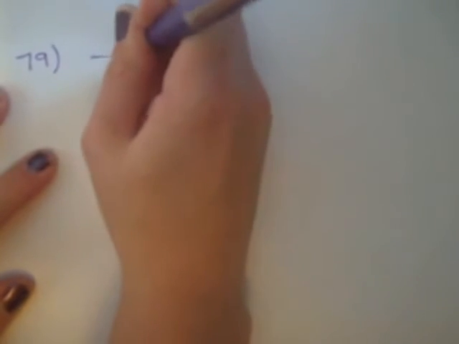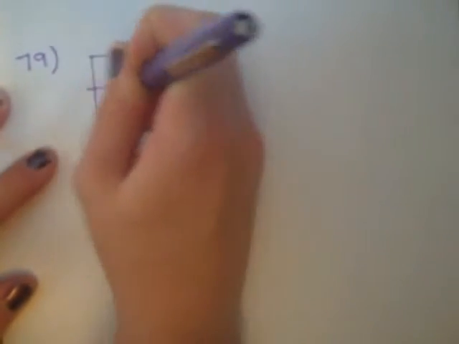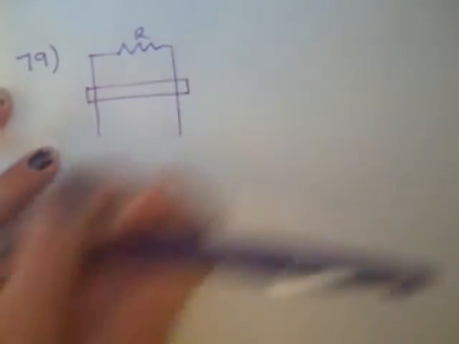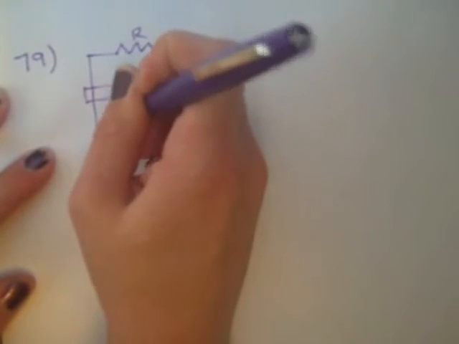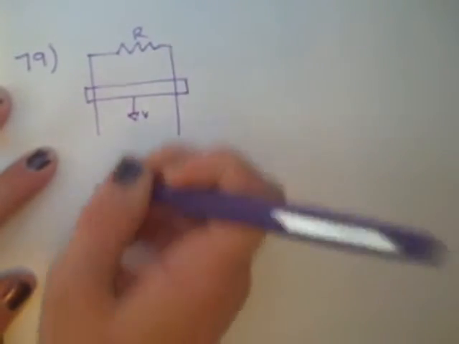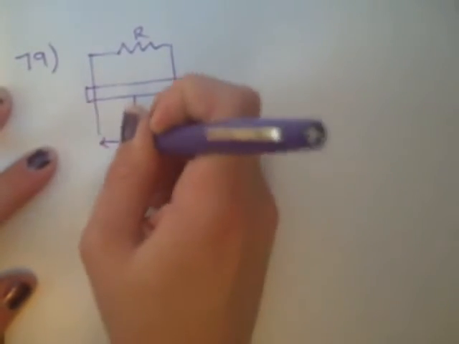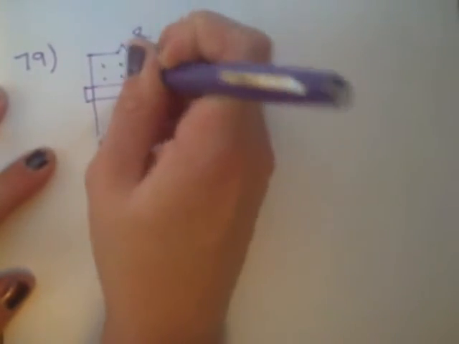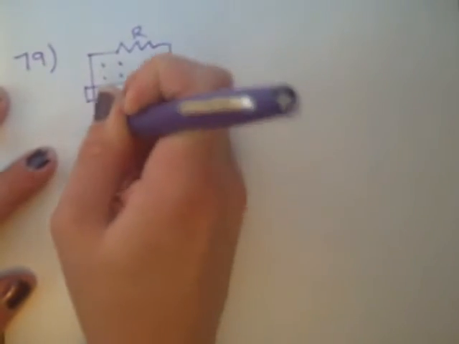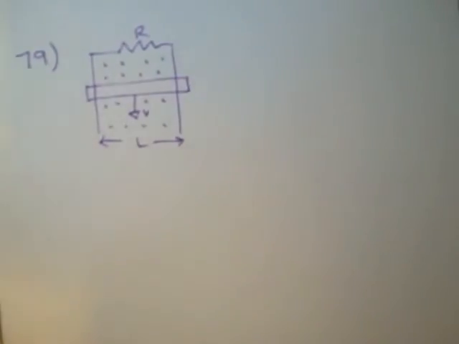Alright, so finally we are going to be on chapter 23, and we are going to start with problem number 79 here. And 79, I'll kind of draw a picture. We have a resistor and a rod going across these two rails here. And the rod is falling downward initially with a certain velocity v. And the rod has a length L. And the whole system is in a magnetic field that is going out of the page, kind of like that.